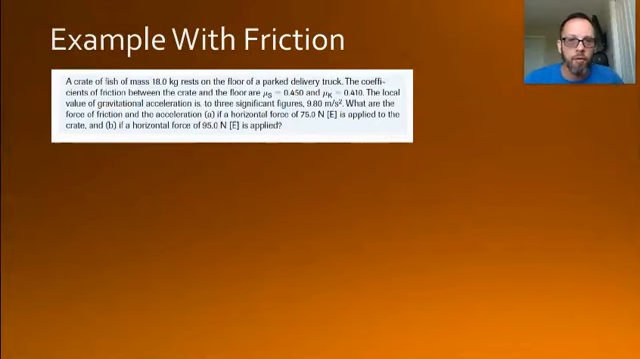We're going to use 9.80 meters per second squared, so I'll be good here, and we'll have our answers to 3 sig figs as well. So what are the force of friction and the acceleration? A, if a horizontal force of 75 newtons is applied, and B, if a horizontal force of 95 newtons is applied. So first of all, let's just draw a little free body diagram here.